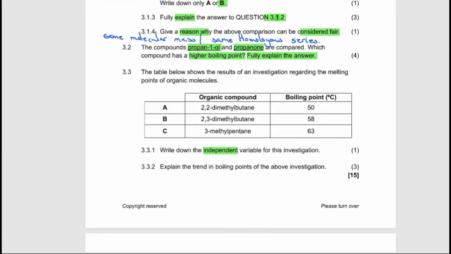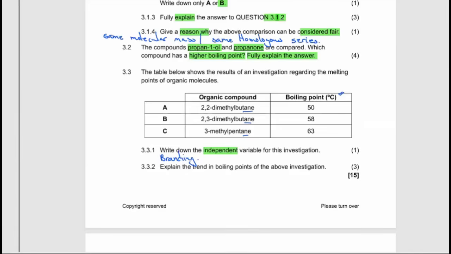So let's look at what changes. Here we're having butane and so on, all these are alkanes, right? But what is actually changing? The type of branches, can you see? So the independent variable is going to be branching, right? And the dependent variable there is going to be the boiling point.